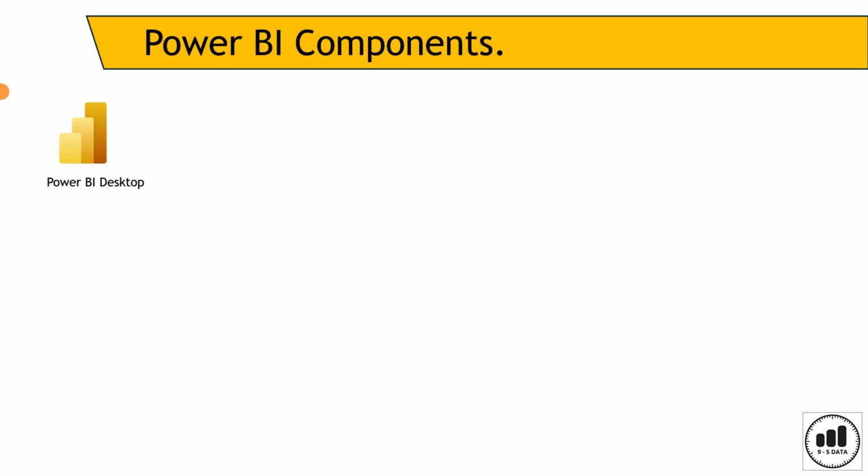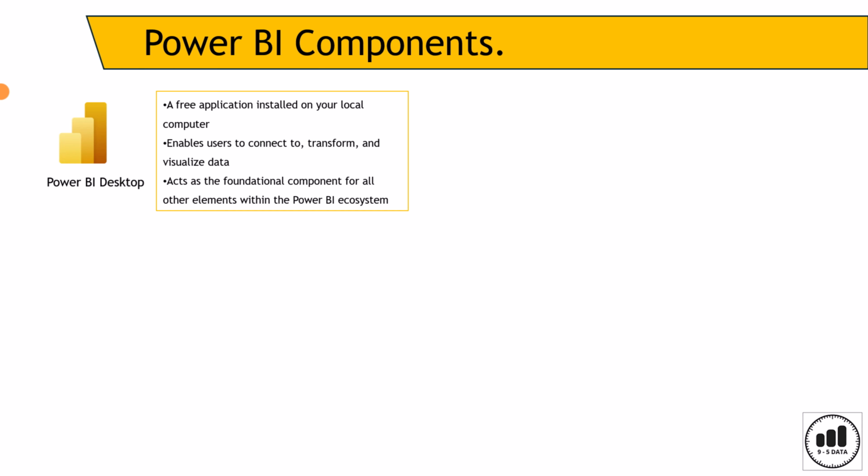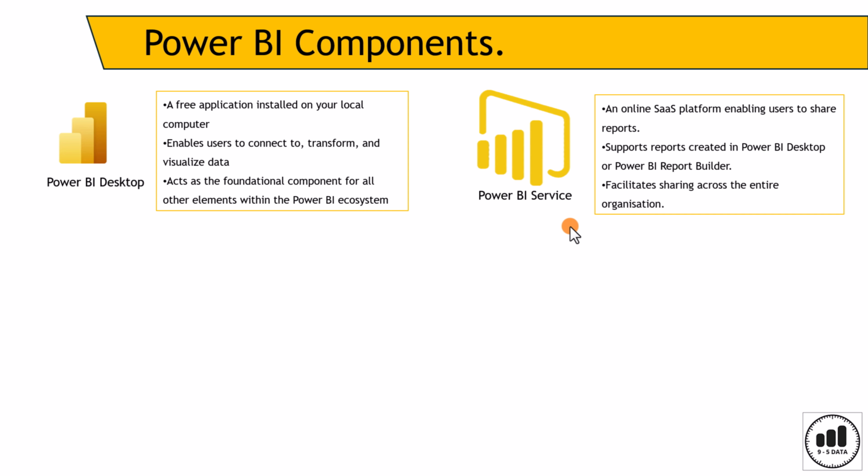The first component is the Power BI Desktop. This is a free application installed on your local computer. This tool enables users to connect to, transform, and visualize data. It also serves as the foundational component for all other elements within the Power BI ecosystem. The second one is the Power BI service. This is an online SaaS solution that allows us to share reports created in Power BI Desktop or Power BI Report Builder with others throughout our organization.